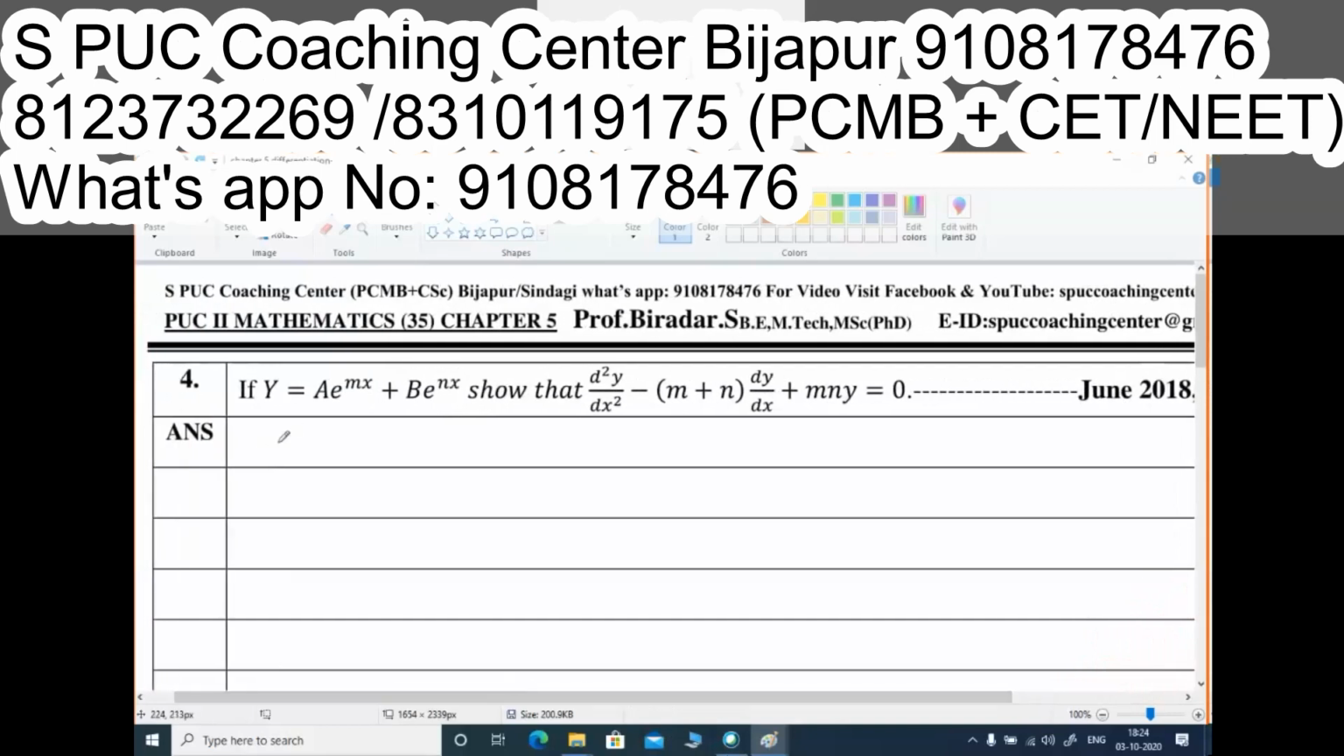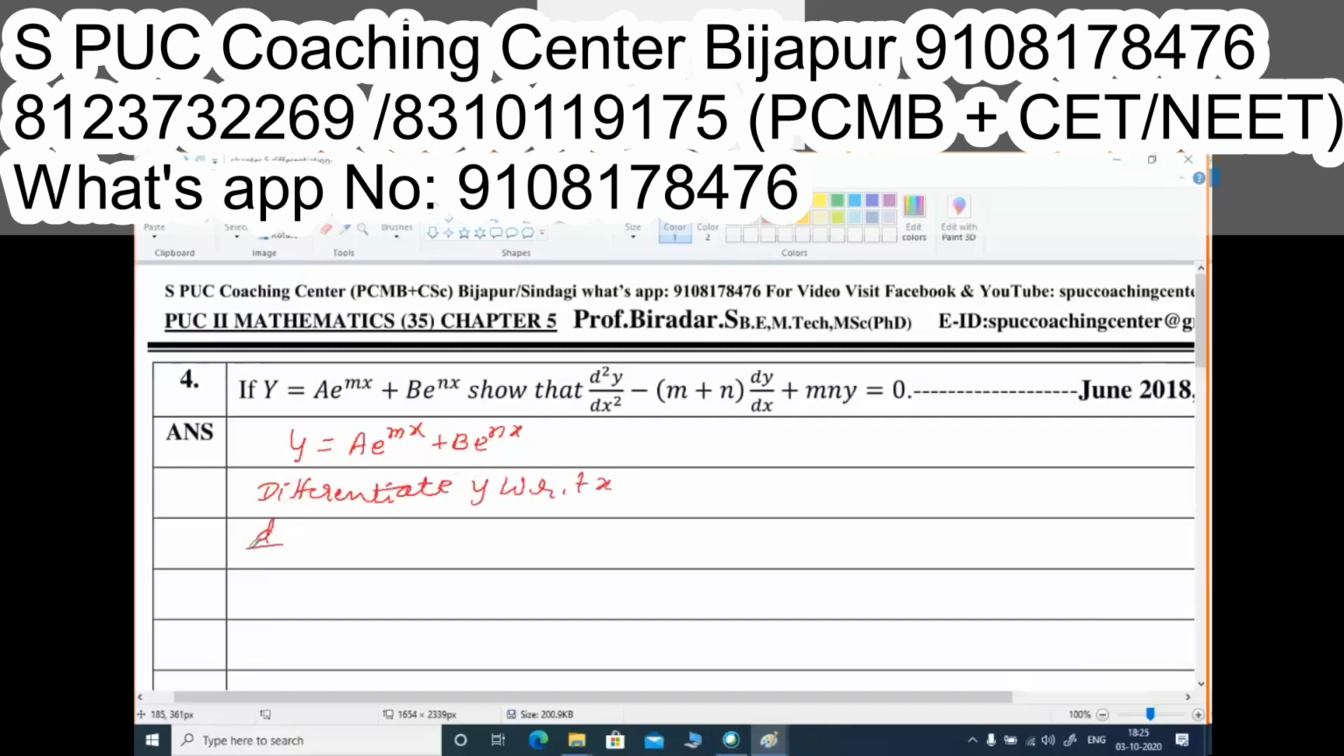As usual, whatever he has given for y, you write that first: y equals a e raised to mx plus b e raised to nx. If you would like to call this equation 1, you can, no problem. Differentiate that y with respect to x.